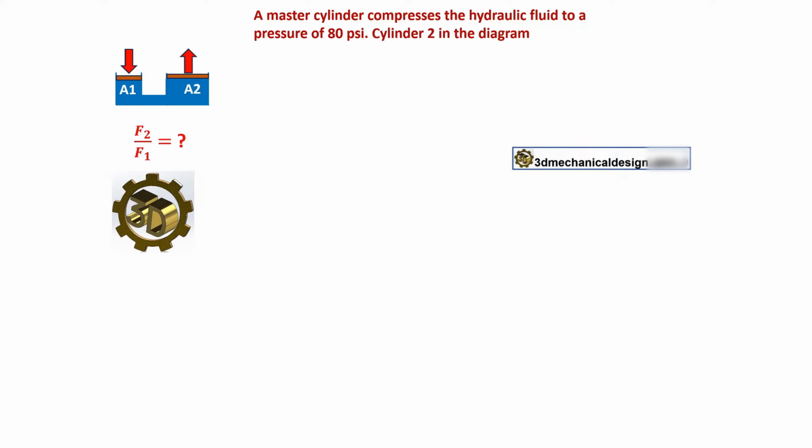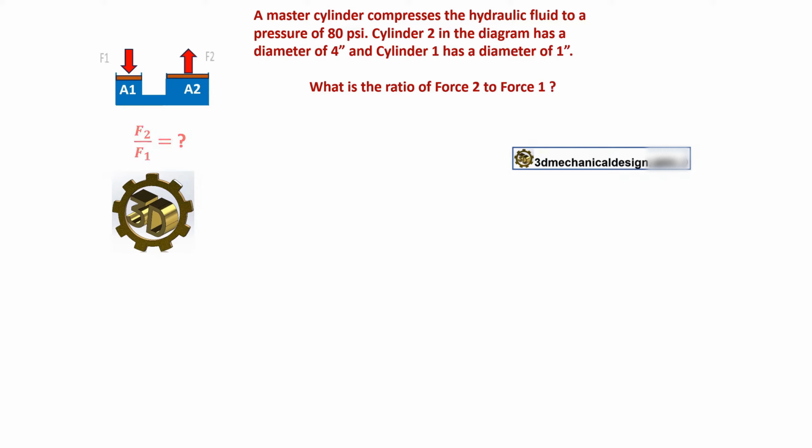Hi, 3D mechanical design. Fluid mechanics. A master cylinder compresses the hydraulic fluid to a pressure of 80 psi. Cylinder 2 has a diameter of 4 inch, and cylinder 1 has a diameter of 1 inch. What is the ratio of force 2 to force 1?